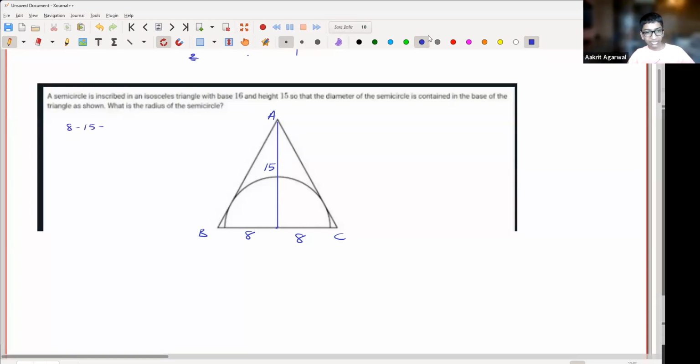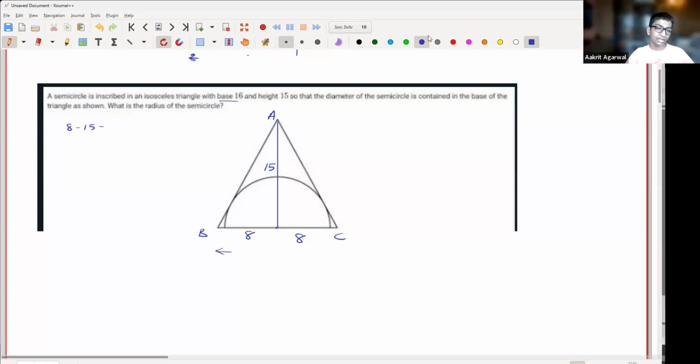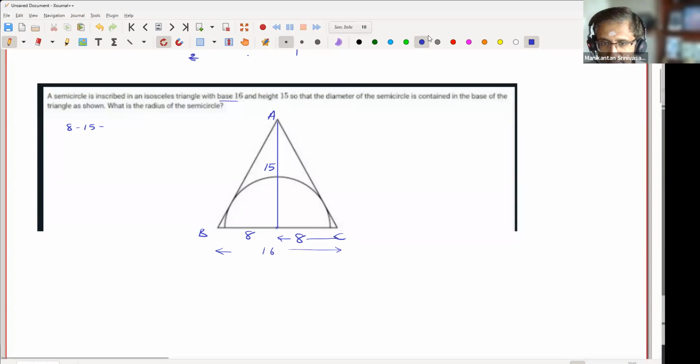Sir, how is 8 the radius of the circle? No, the isosceles triangle base is 16, which means from here to here is 16, right? Yeah, sir, but 8 is just a region on the right. Yeah, 8 is from here all the way to... I'm not saying 8 is the radius of the circle. I'm saying 8 is this.